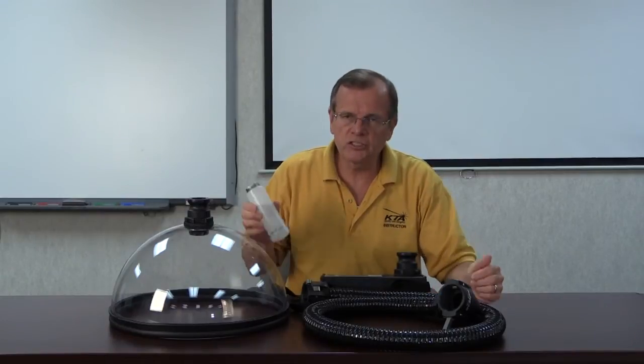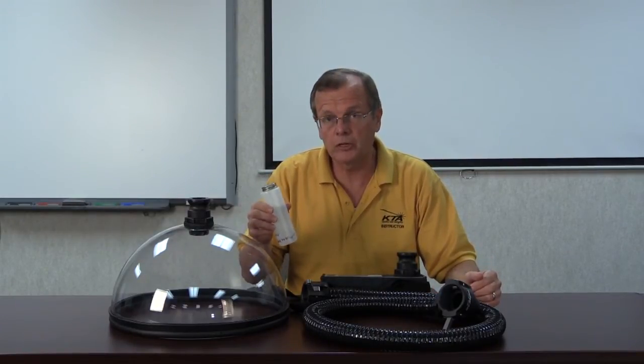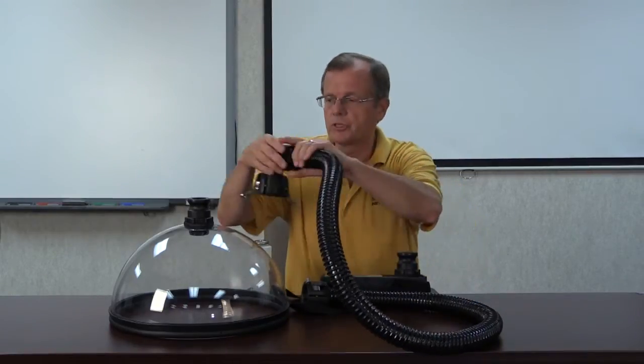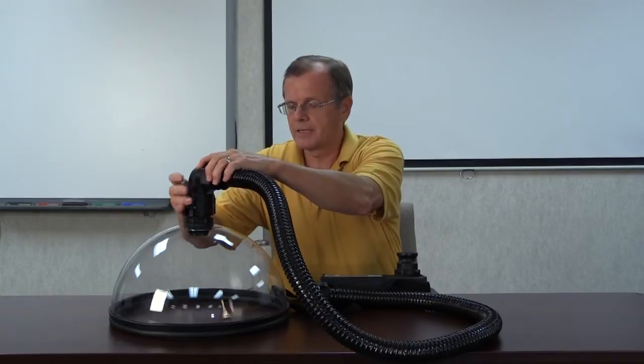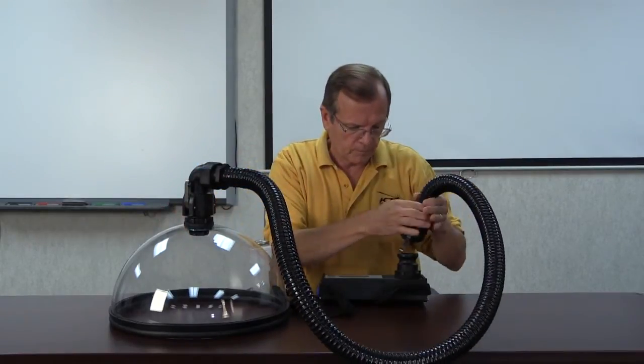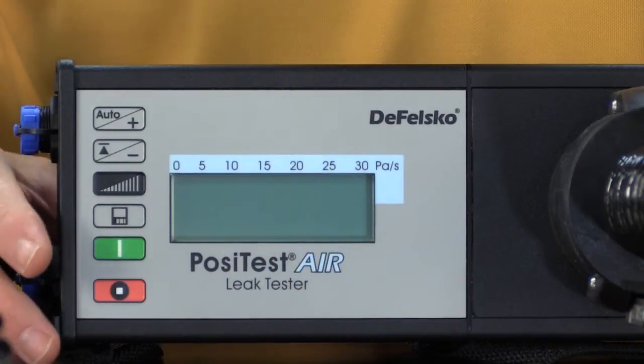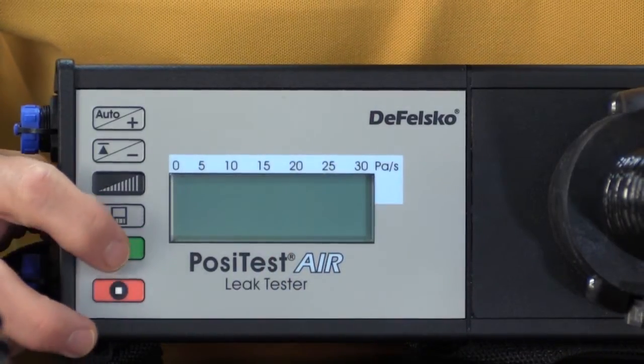You apply a test solution to the surface that will create bubbles once the dome's put on and you draw the air through it. And there's a 5-foot hose that connects the test chamber to the test unit. To power the unit up, you press the green button.